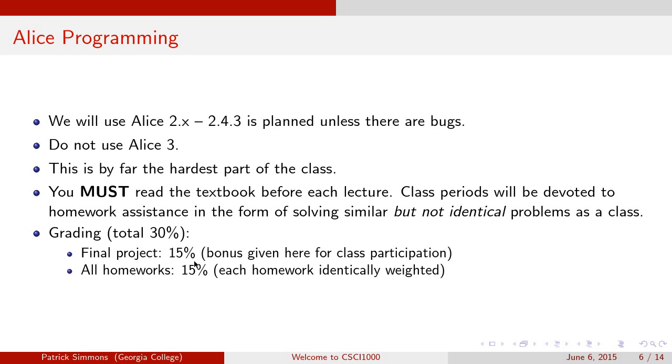All homeworks together, and there will be 7 Alice homeworks, are 15%. So half is the final project, half is all of your homeworks put together. Each homework is going to be identically weighted, and for the final project and the homeworks, you can work with up to 3 other people.